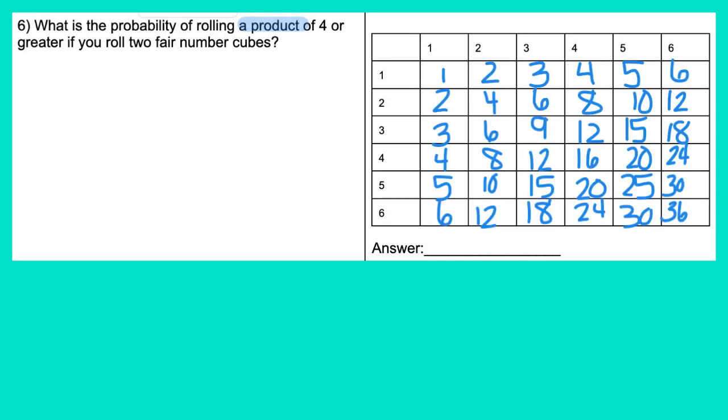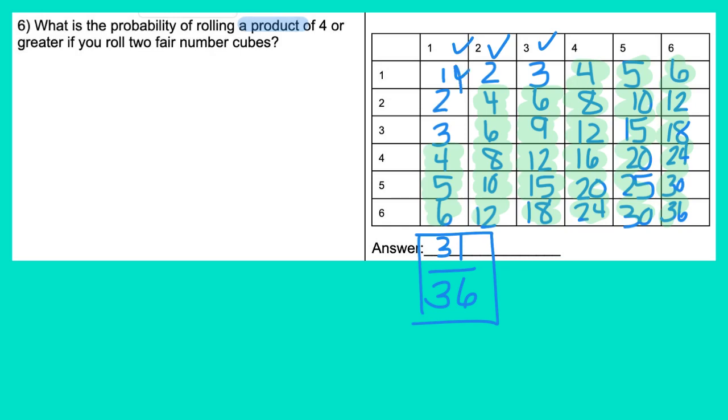So out of these 36 boxes, we are looking for everything that has a product of 4 or greater. Keep looking. Okay, now let's count all those up. There appears to be 31 out of 36. Now, I probably wouldn't have counted those up. I would have said there were 36 boxes minus 1, 2, 3, 4, 5 boxes and gotten 31 out of 36 that way.